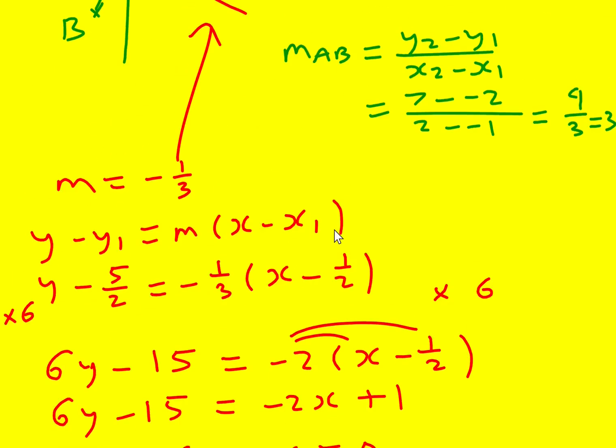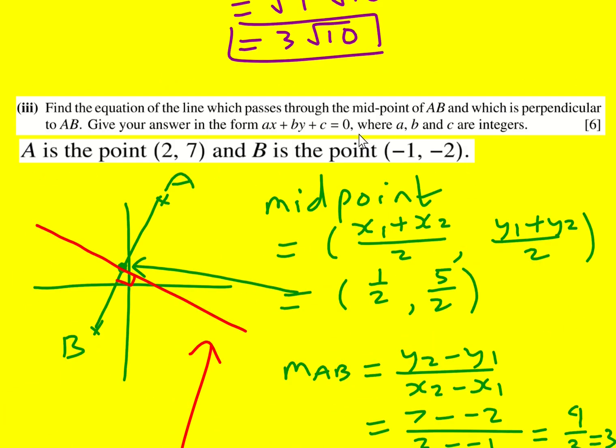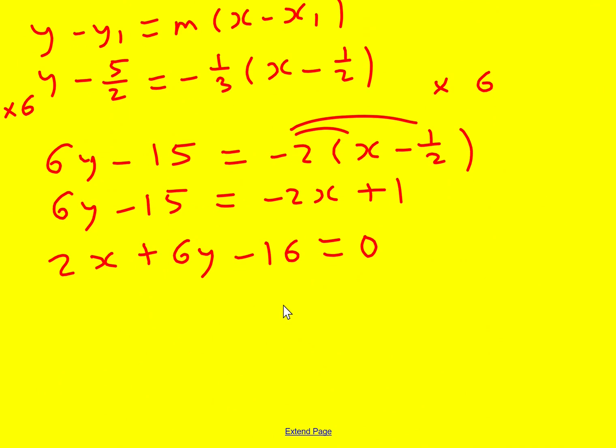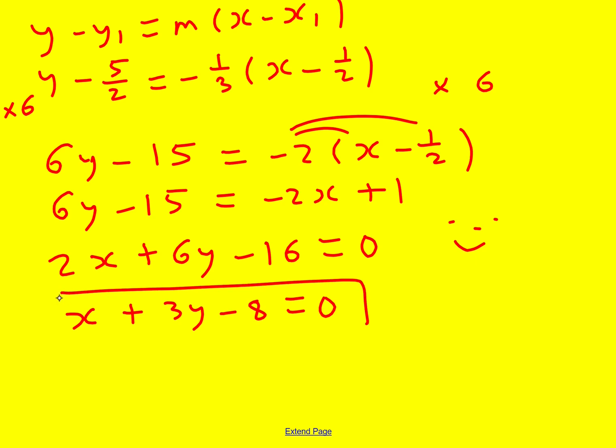Actually turns out in this case that I think I can leave it like that, but there's a common factor of 2. So this is all fine. You'll get credit for this, but actually to simplify it, it would be x plus 3y minus 8 equals 0. So that's how I'm going to leave my final answer.